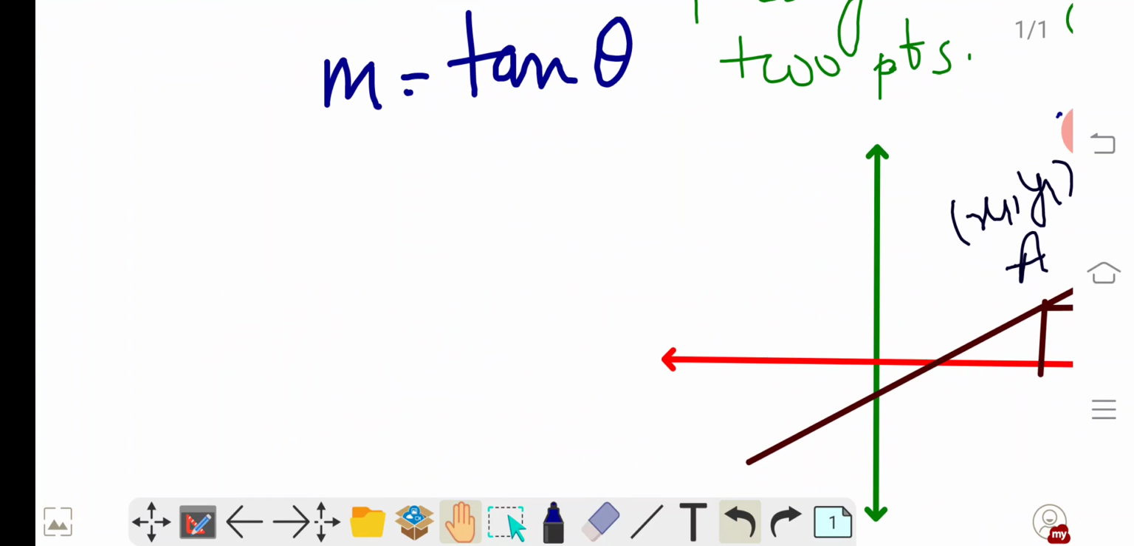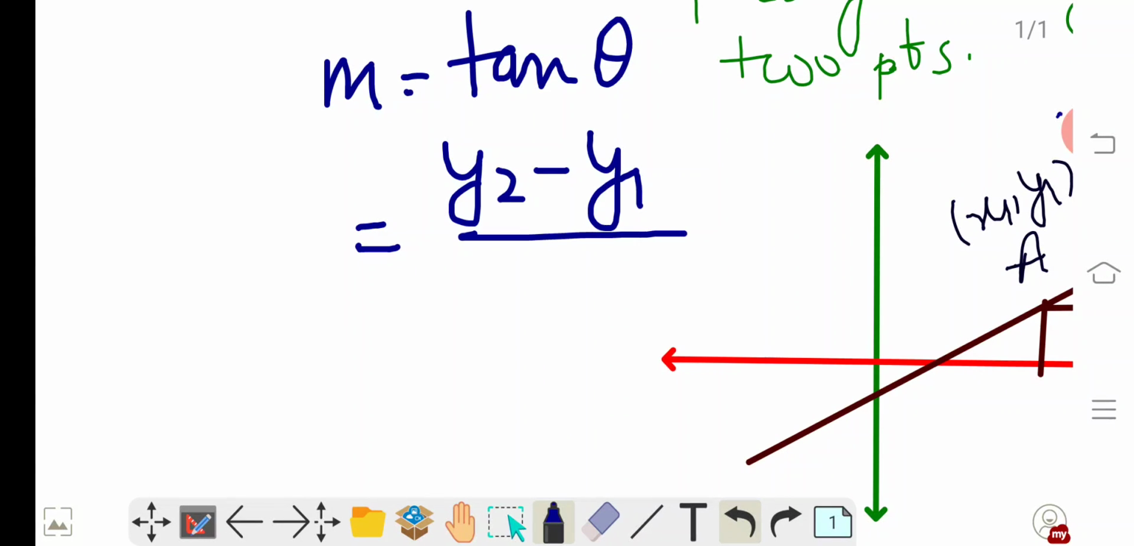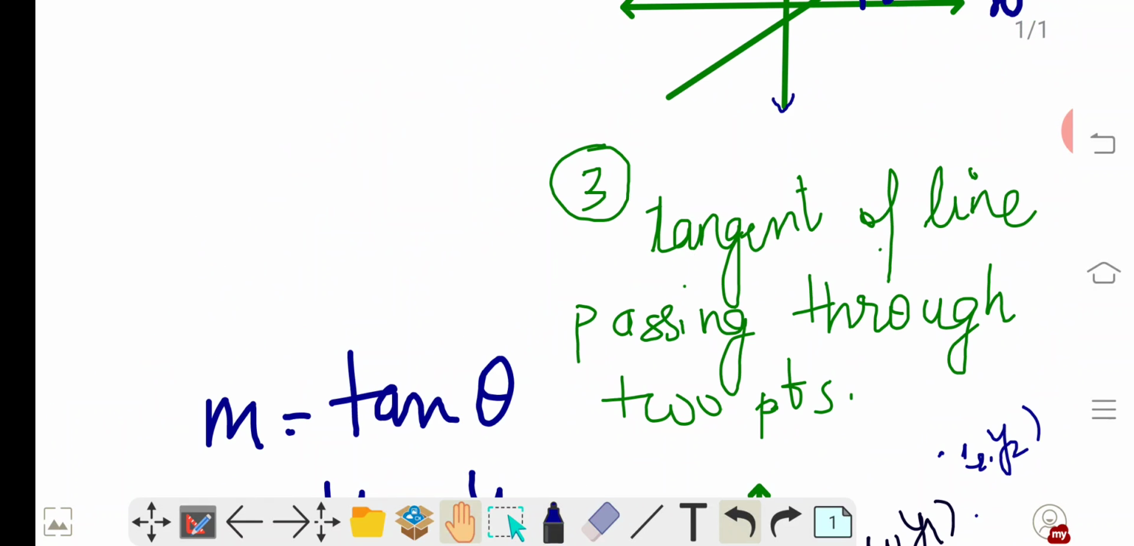So what do we get here? The perpendicular is y2 minus y1 and the base is x2 minus x1. Therefore the slope of the line passing through 2 points A and B is given by m = (y2 - y1)/(x2 - x1). So this is the third point.